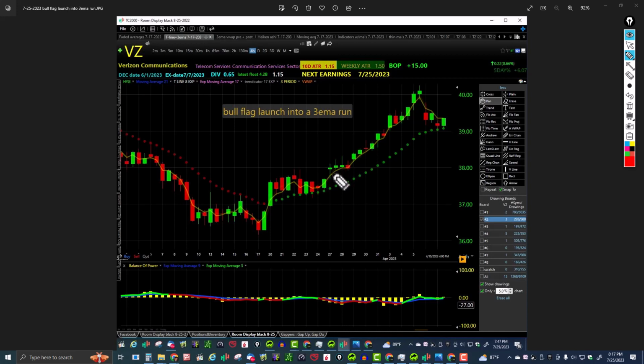And as you can see from this bull flag, we got this monster 3 EMA run. Look at this. I mean, every time it came back to the 3 EMA, it bounced up. It went up, up, up, up. And what a beautiful launch pad.